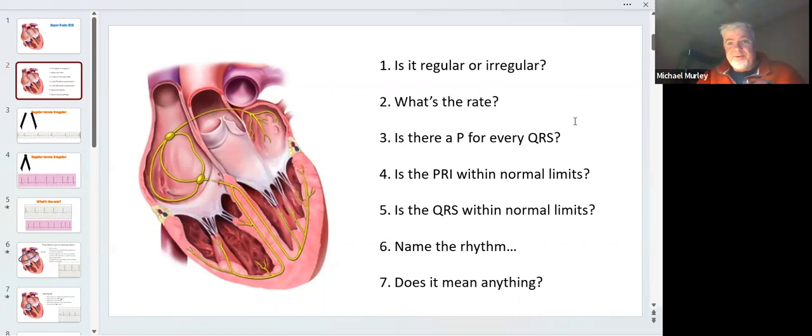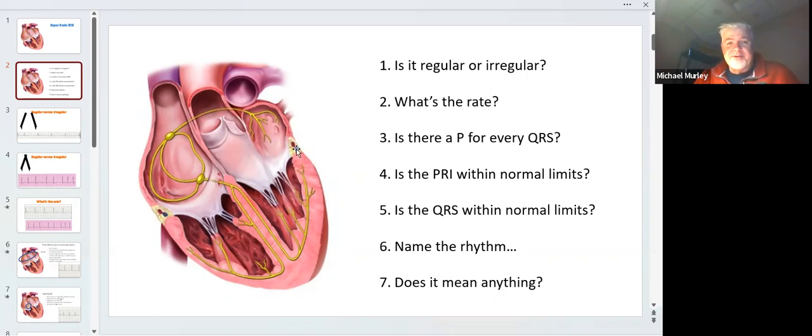And then question 2 is what's the rate? And I know you guys have gone over it several times. There's 3 methods of doing it. There's we count the R waves, the 6-second method, little block, big block. The little block's most accurate, but you have to use the 6-second method if it's irregular. The next question, is there a P for every QRS complex?